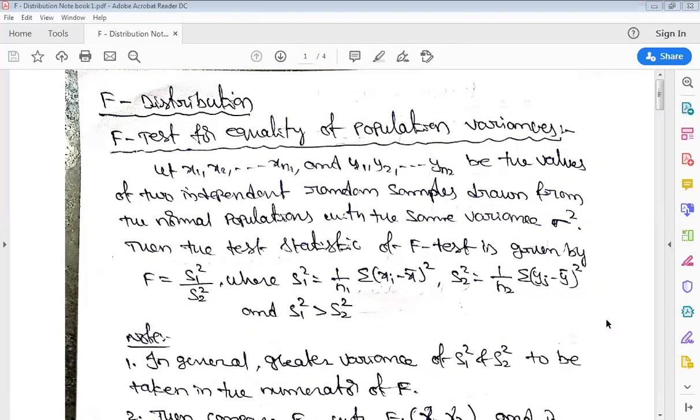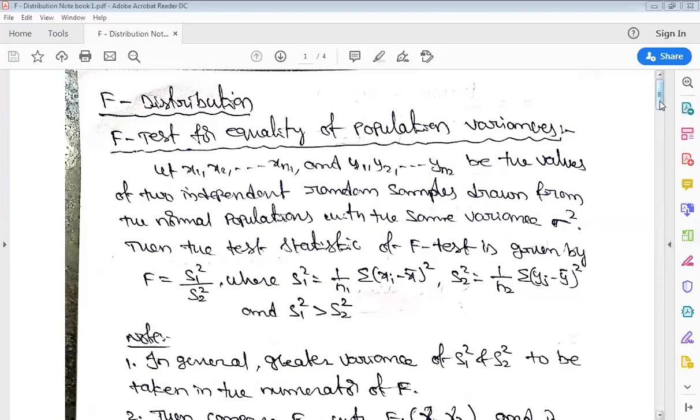Then the test statistic for the F test is given by F is equal to S1 square by S2 square, where S1 and S2 give the sample variances. While using the formula, you need to ensure that S1 should be greater than S2. Normally, an F test is used to check whether the two samples are from the same normal population having the same variance or not.